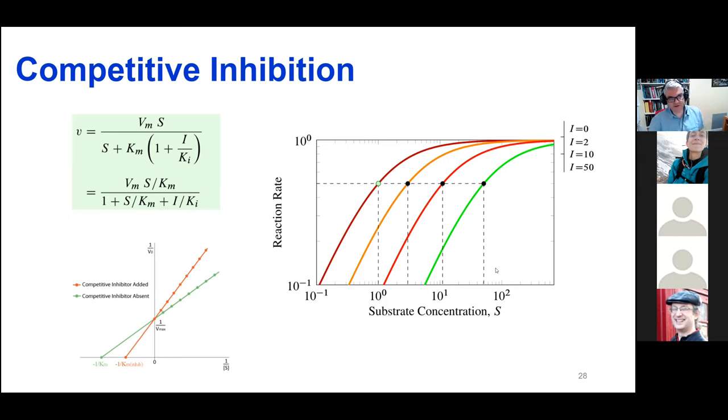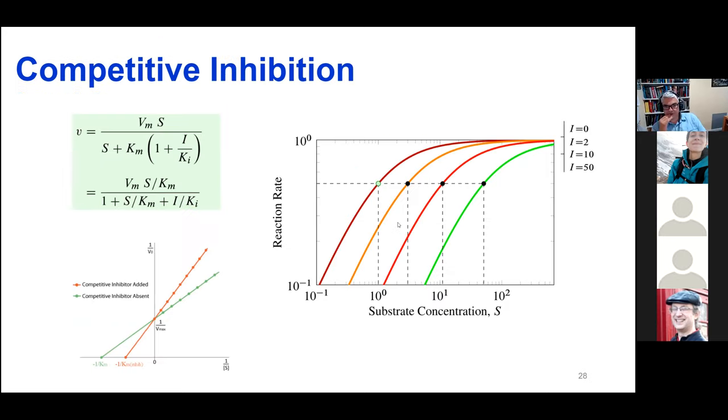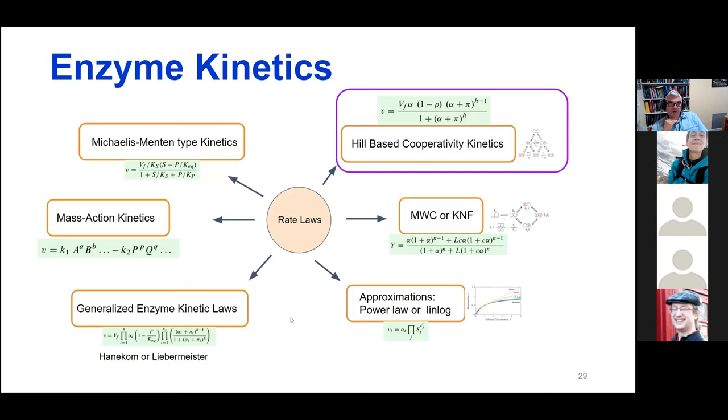And that's one of the characteristics of a competitive inhibition, that it changes the apparent Km, but you notice the Vmax, the maximum velocity, is untouched. And when you look at these various submodels, they are characterized in fact by how they change the Km or the Vmax. And you can see those when you do these various plots. So that's the Michaelis-Menten group.